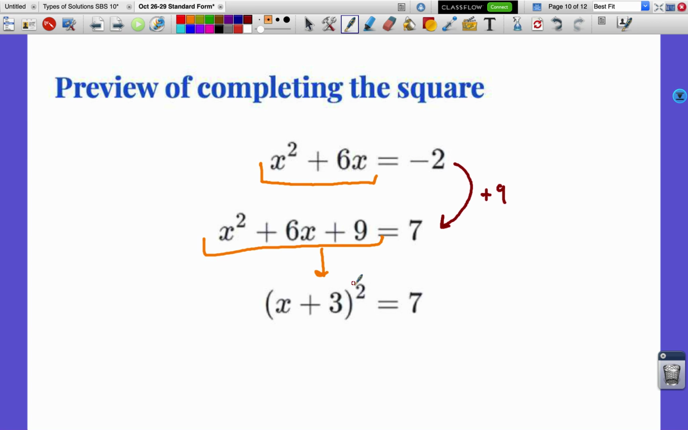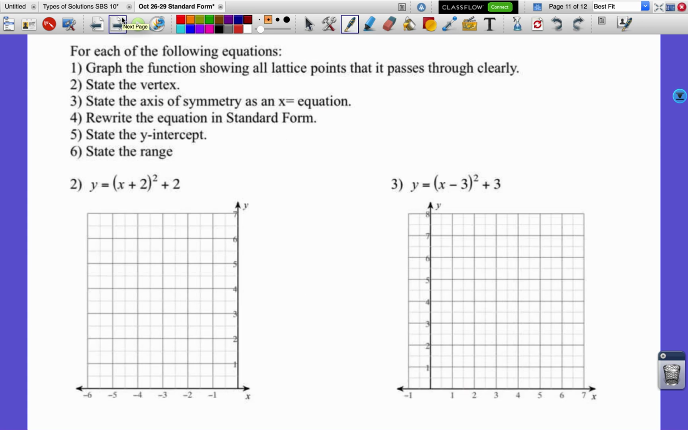Okay, we will go over this more and how to pick the right numbers. But this is an idea of how we can go from standard form back to vertex form. Okay, we'll finish this video with a few more off of your worksheet.